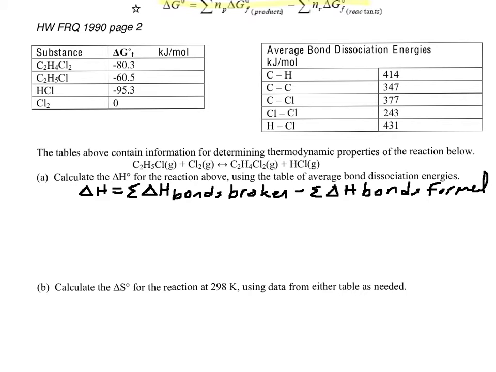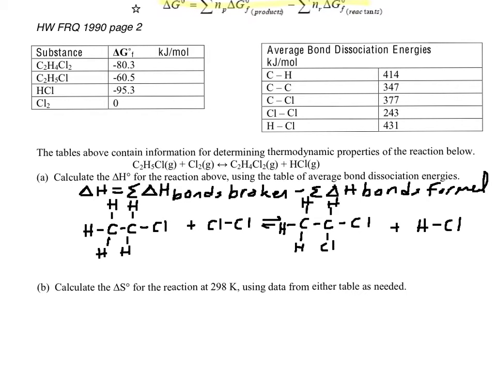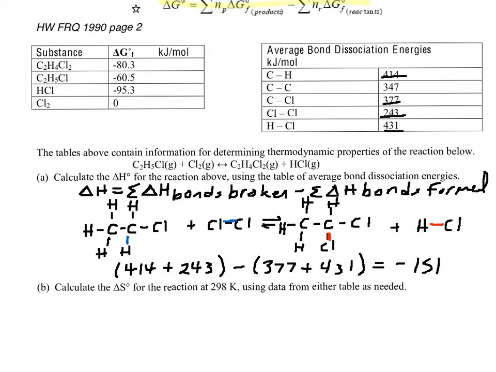So I'm going to go ahead and do that. If I look at these structures, I see that bonds are being broken here and here. And I see that bonds are being formed here and here. So I'm going to put in my bonds broken and then minus my bonds formed. Here's my bonds broken, a C-H and a Cl-Cl. And here's my bonds formed, a C-Cl and an H-Cl. And I get negative 151. The unit here is going to be the same unit that was in these bond energies up here, kilojoule per mole.